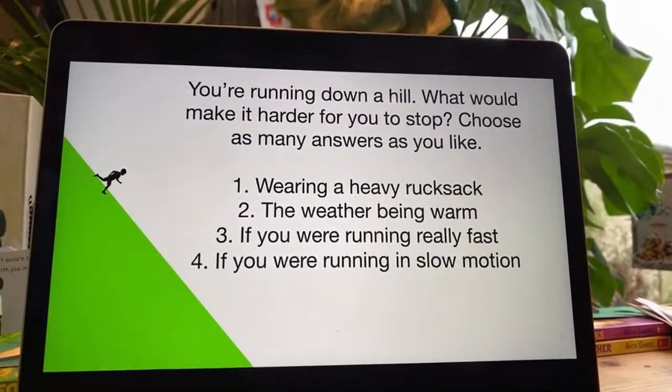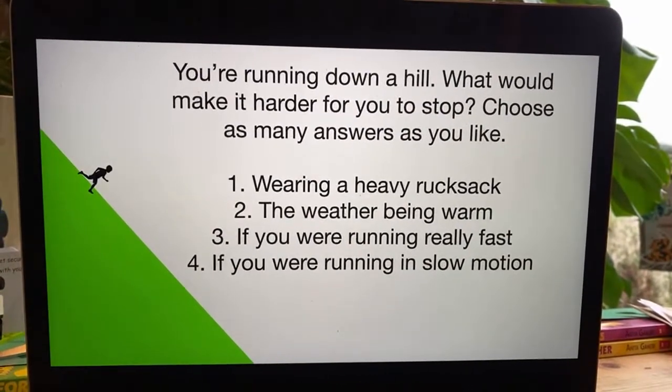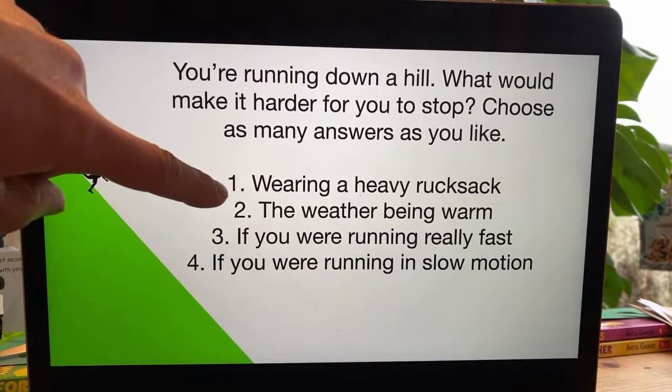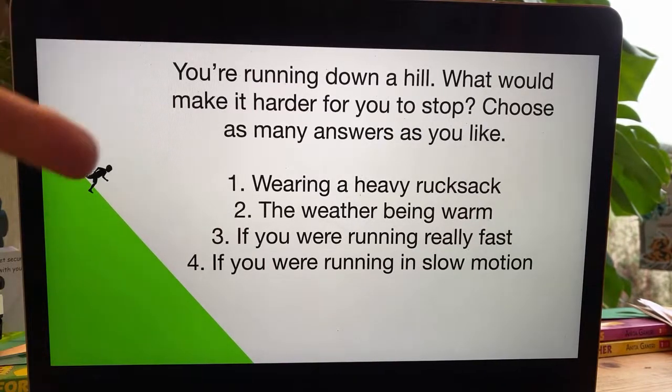There we go. You're running down a hill. What would make it harder for you to stop? Choose as many answers as you like. This is just to get us thinking about how we naturally feel about momentum. If you were wearing a heavy rucksack, would that make it harder to stop? If the weather was warm, would that make it harder to stop? If you were running really fast, would it be harder to stop? If you were running in slow motion, would it be harder to stop? It might be 1 answer, it might be 4 answers. What do you think would make it harder for you to stop?